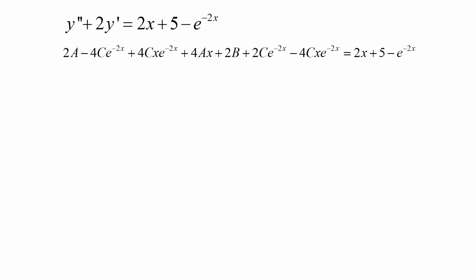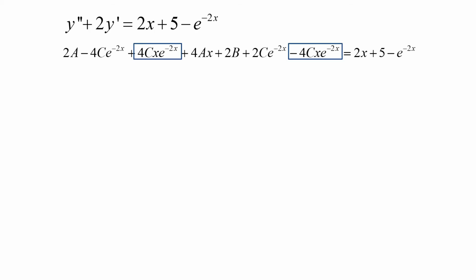So that's going to give us 2a minus 4c e to the -2x plus 4cx e to the -2x. If I do 2 times y prime, I'll get plus 4ax plus 2b plus 2c e to the -2x minus 4cx e to the -2x. And that should equal our right-hand side, 2x plus 5 minus e to the -2x. Now that we've simplified everything, we can equate our coefficients.